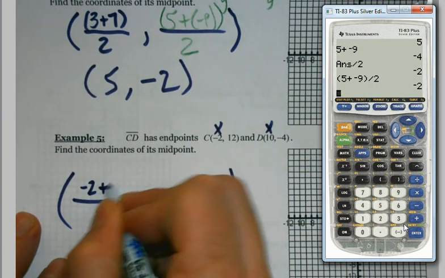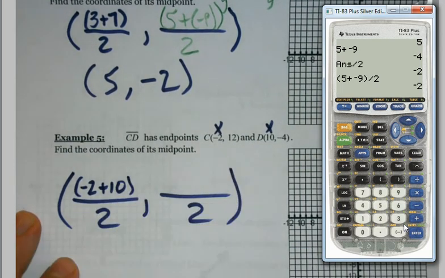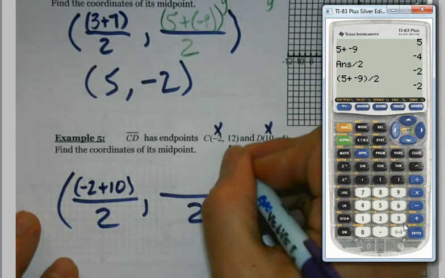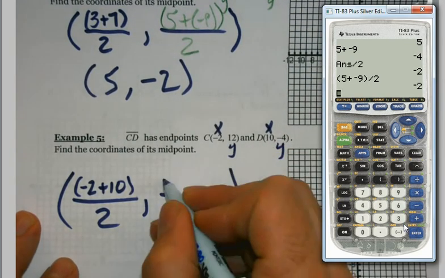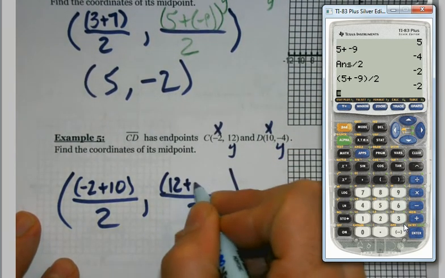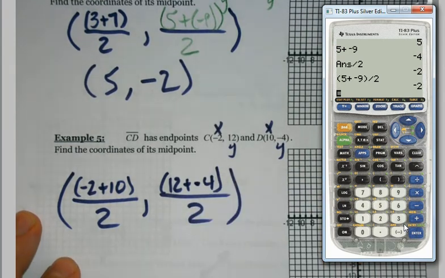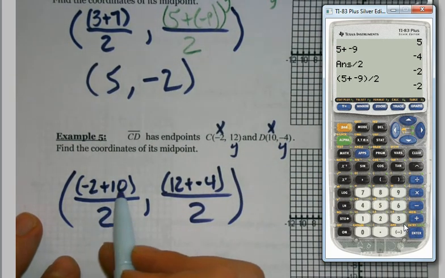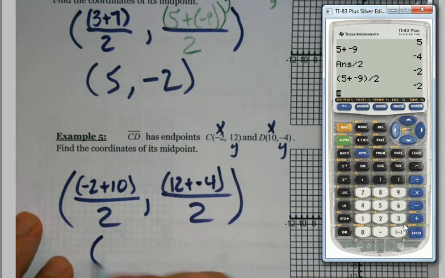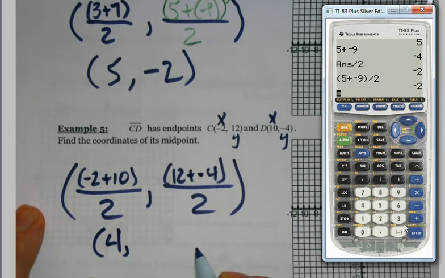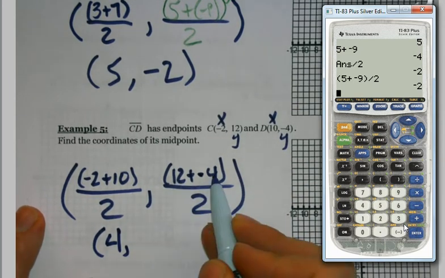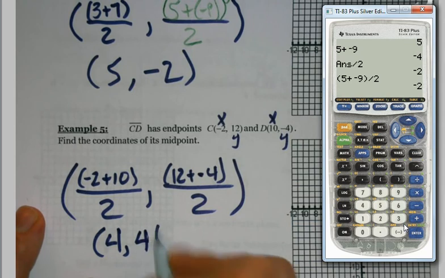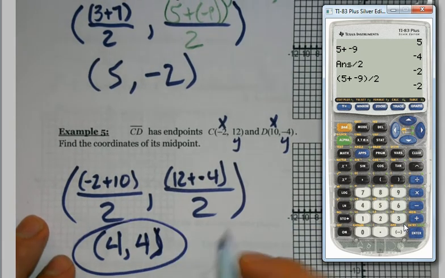Negative 2 plus 10. And then I use my y's second. 12 plus negative 4. Or I could just do 12 minus 4. So negative 2 plus 10 would be 8. Divided by 2 is 4. 12 minus 4 is 8. Divided by 2 is 4.